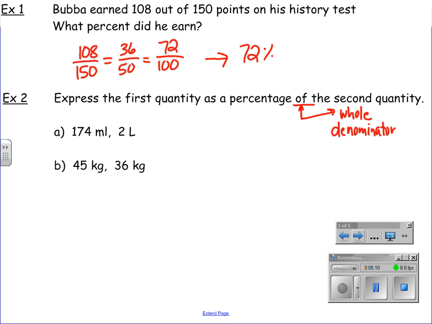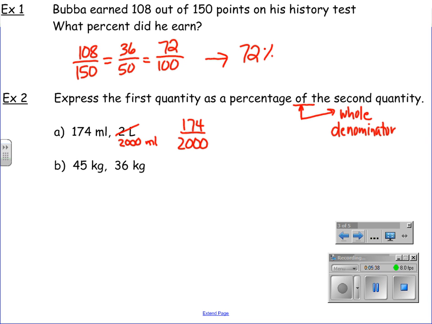What's the first thing we have to address in letter A here? Callie? You have to have the same units, just like with ratios. So milliliters. It'll be 174 over 2,000, since 2 liters is equal to 2,000 milliliters. So we've got 174 over 2,000. What do you recommend for me to do now?